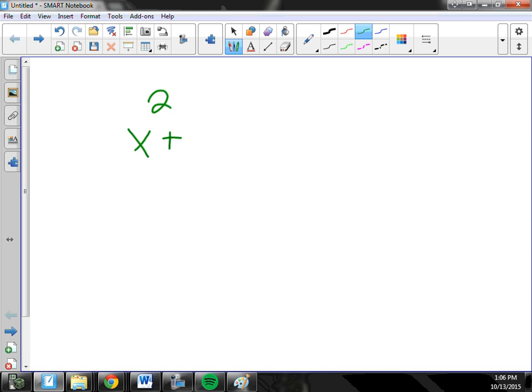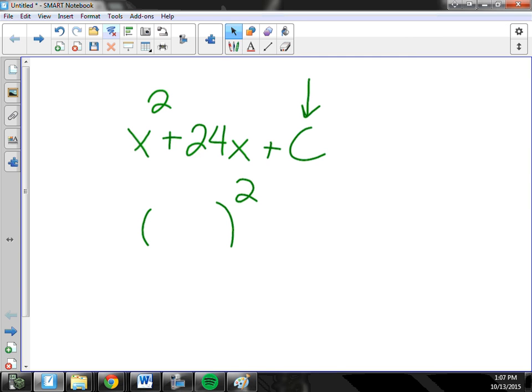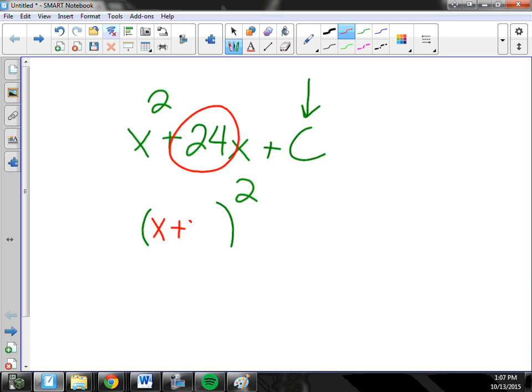So let's try another one. x squared plus 24x plus c. And if you look at the top of your assignment, it's asking for completing the square. What that means is, what number goes here so that it factors into a perfect square. So it's really easy to do. You take the middle number and you divide it by 2. So x plus 12 is the factor. Well, if the factor is plus 12, then the c value is going to be 12 times 12, 144.